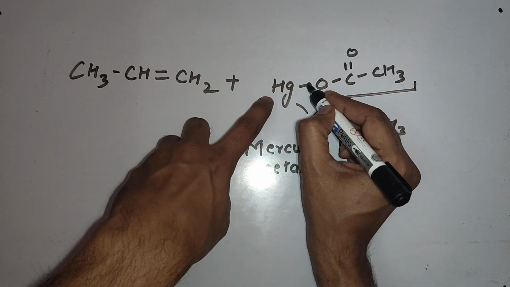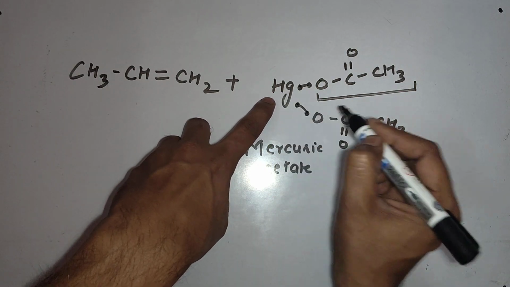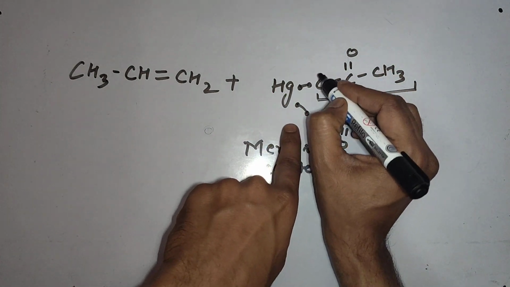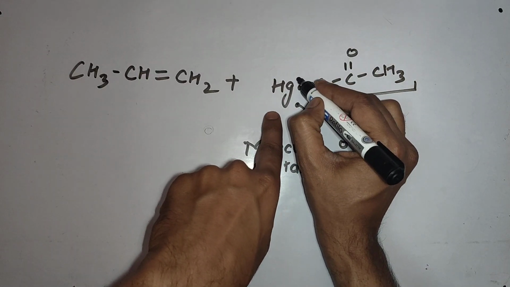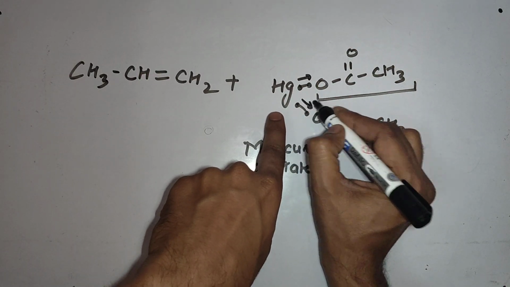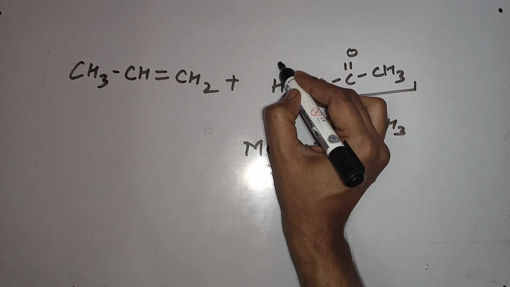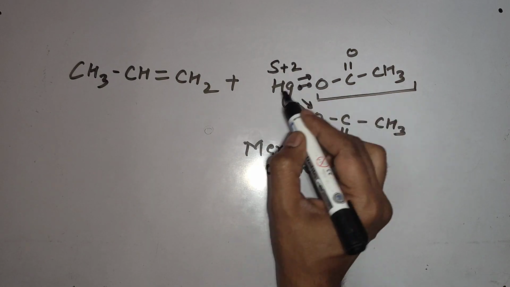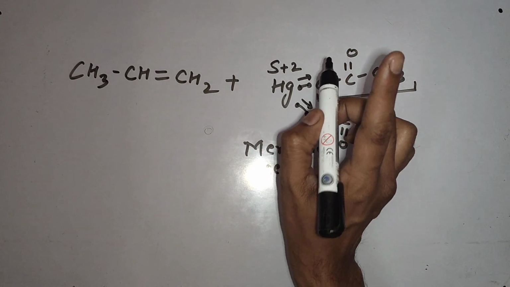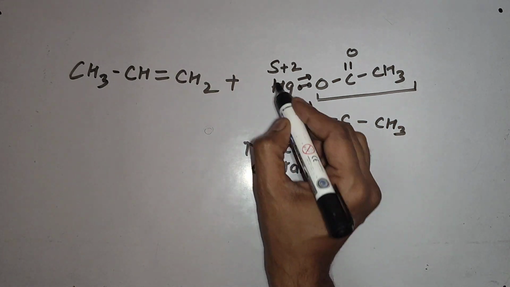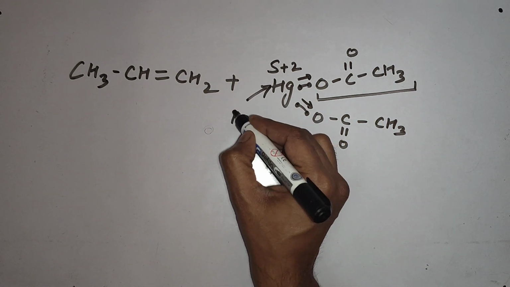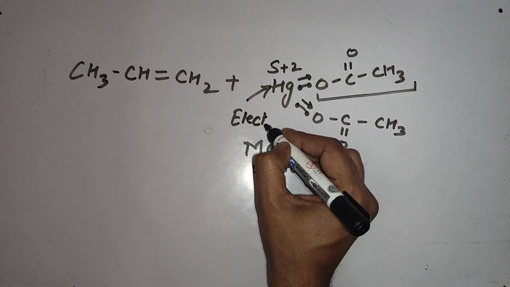Now between mercury and oxygen covalent bonds are available. Oxygen is more electronegative than mercury. Electrons are going toward oxygen side. Now mercury is losing two of its electron, that's why it is carrying partial +2 charge. Due to this positive charge, it has the ability to attack on electrons. That's why it is working as electrophile.